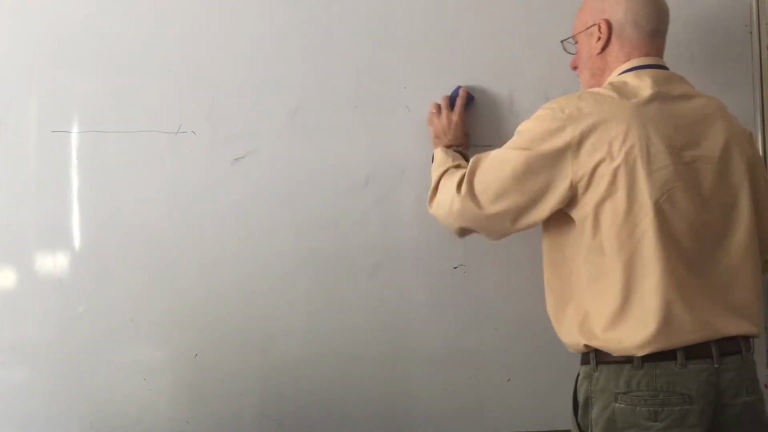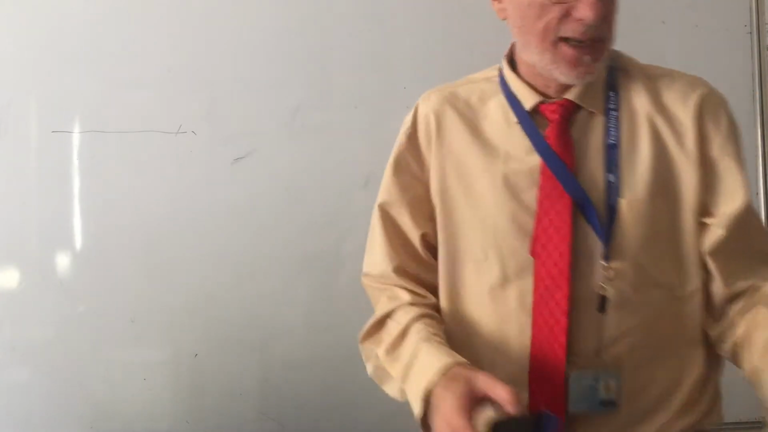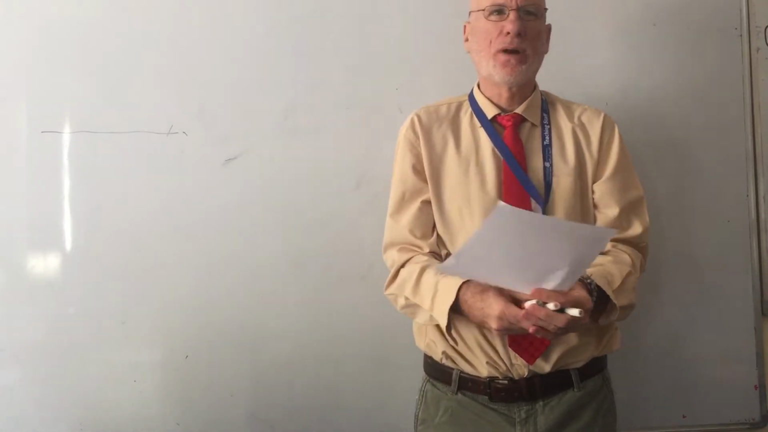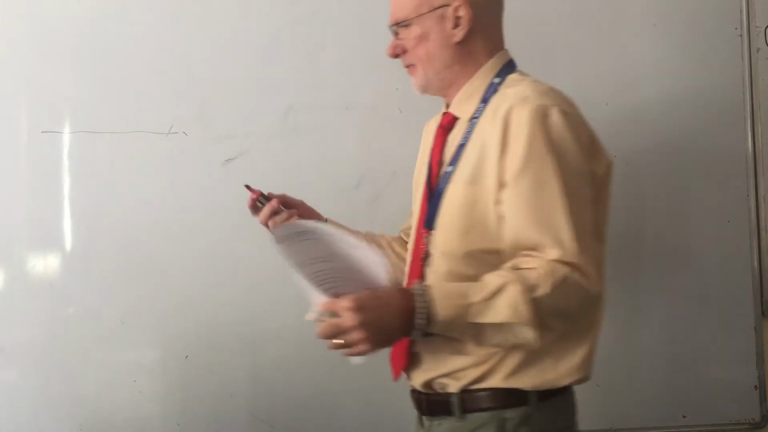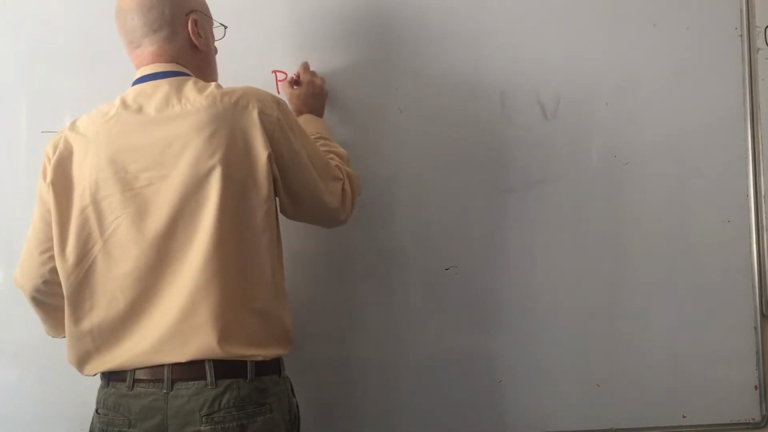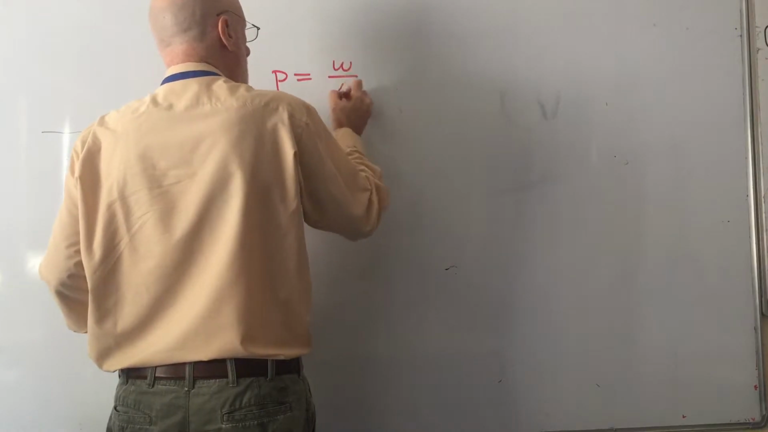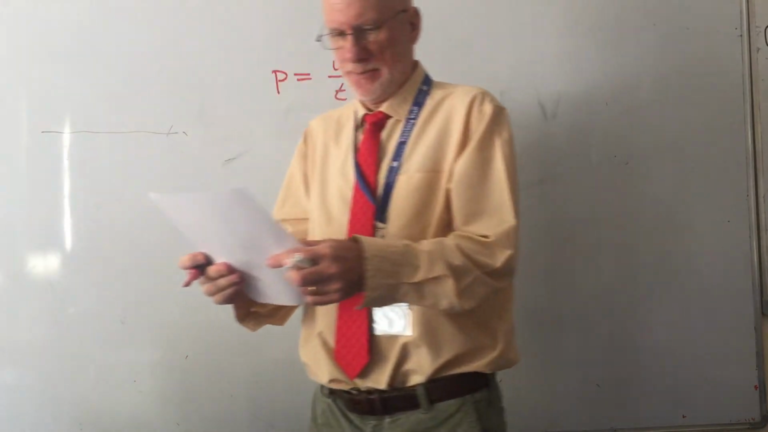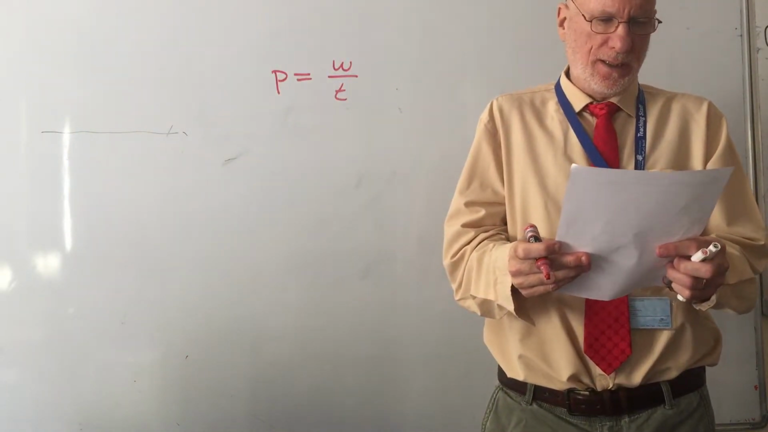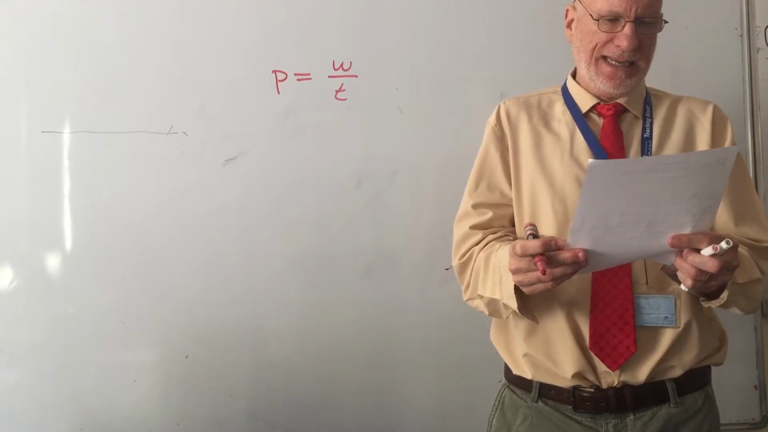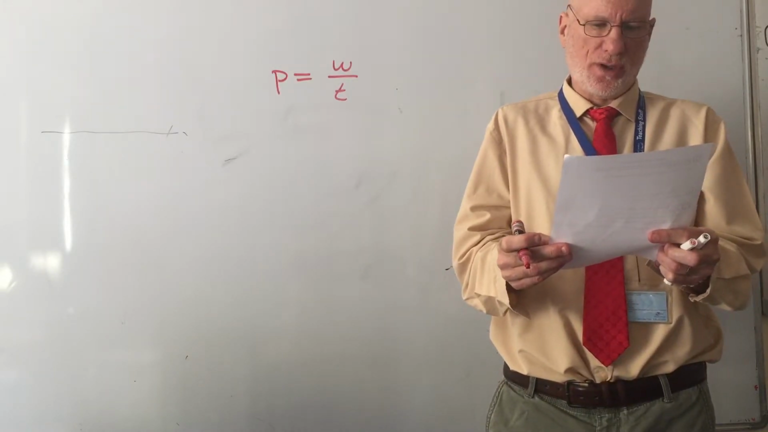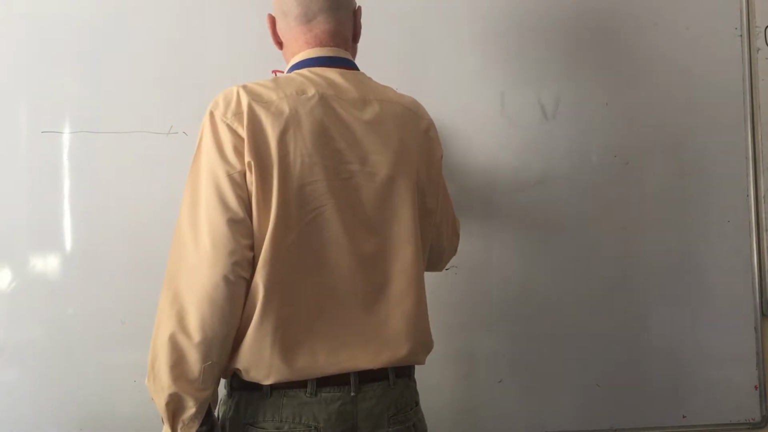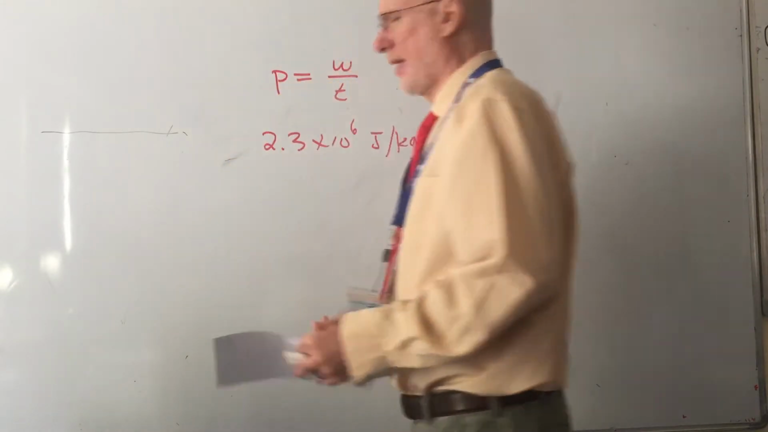All right, so right away, let's see what they said. It says power. Do you remember what power is? The equation for power? Power equals work over time, correct? Okay. And it says the latent heat of vaporization of water is 2.3 times 10 to the 6 joules per kilogram, correct?